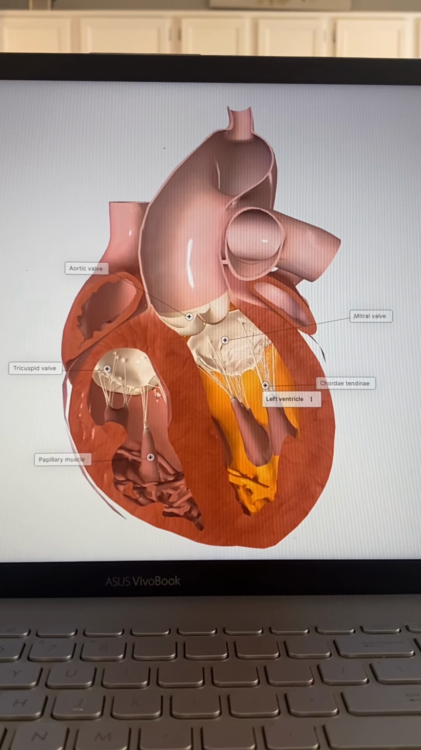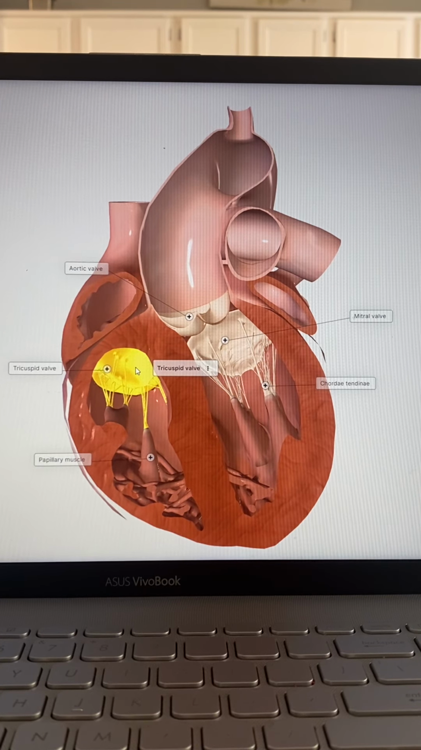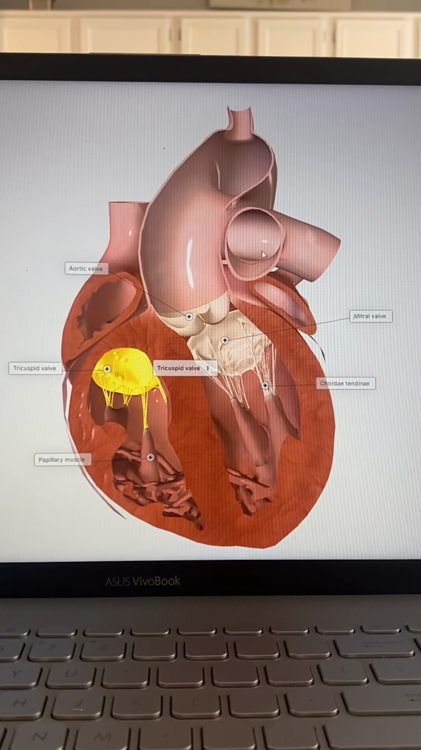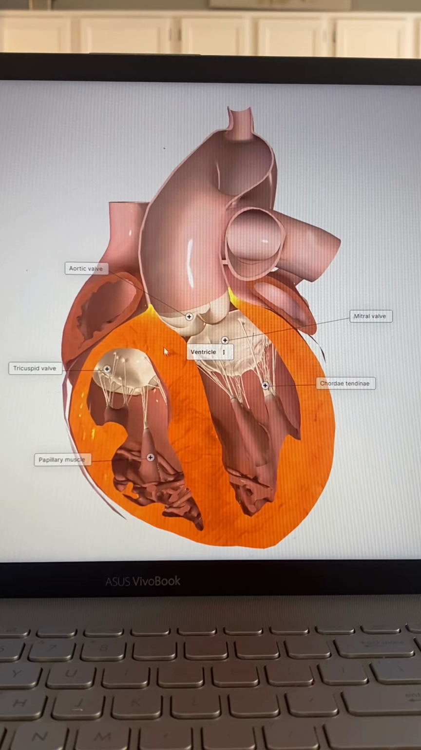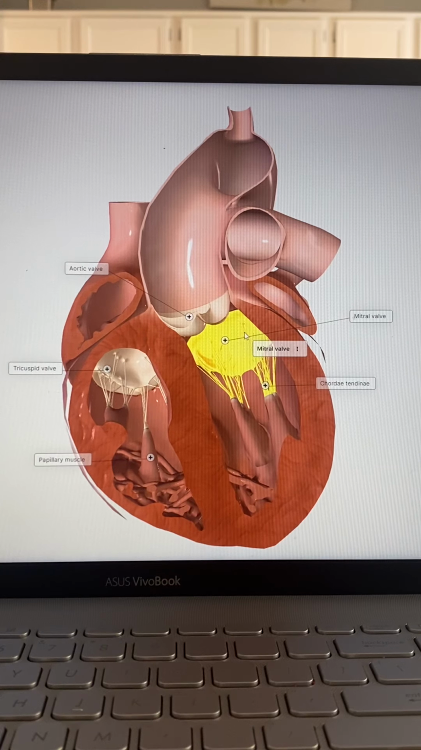The heart also has 4 valves. At the end of each chamber, you've got your tricuspid valve here. This particular model cut off the pulmonary artery, so you can't see the pulmonic valve, but it would be here. If you could just imagine it being here. You've got your mitral valve, which is also called your bicuspid valve, and you've got your aortic valve here.